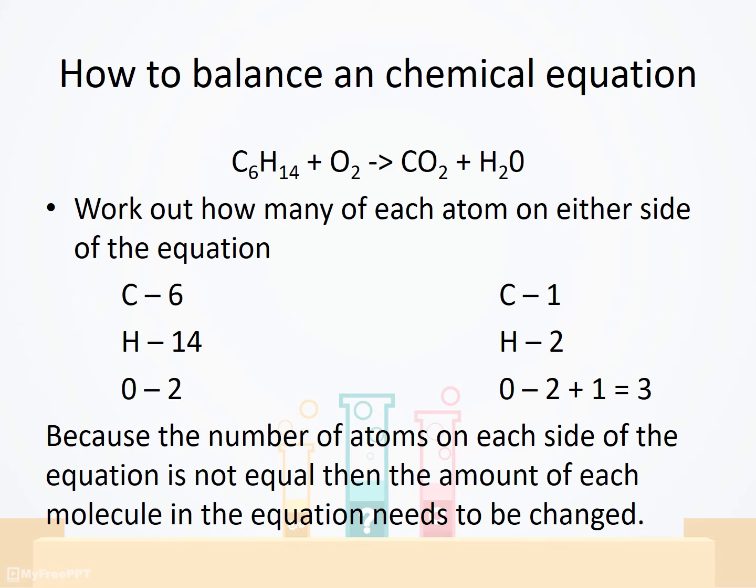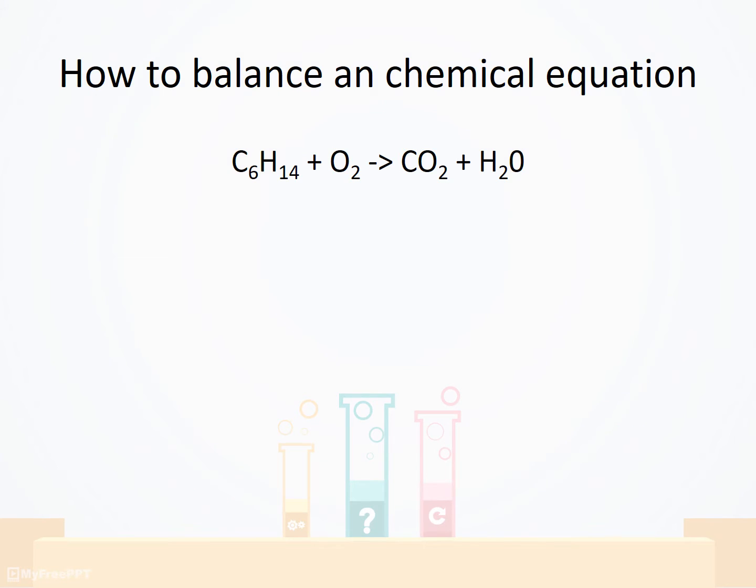And because these aren't equal on each side, it means that the equation is not balanced, and we have to work out then what ratios they need to react in to get a balanced equation. So, where do we start? That's probably the hardest part for each student to work out. Where do you start on something like this?